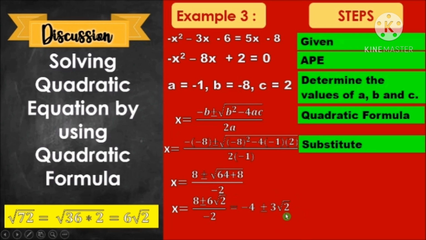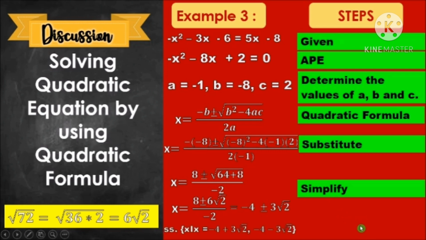So, ang magiging final result natin is negative 4 plus minus 3 square root of 2. And this is how we simplify the problem. Then, pwede na natin paghiwalayin ang plus at minus so that the solution set x such that x is equal to negative 4 plus 3 square root of 2 and negative 4 minus 3 square root of 2. And this is our answer. Or, pwede naman natin ibigay as the final answer yung negative 4 plus minus 3 square root of 2.